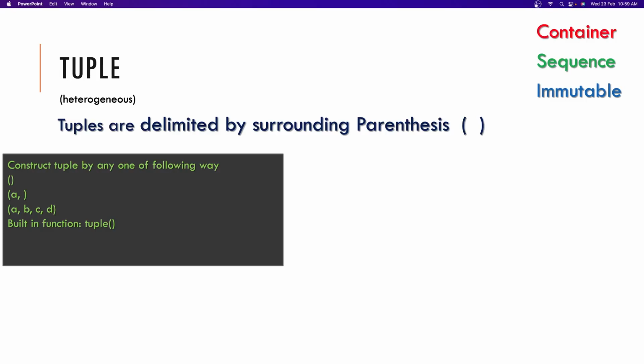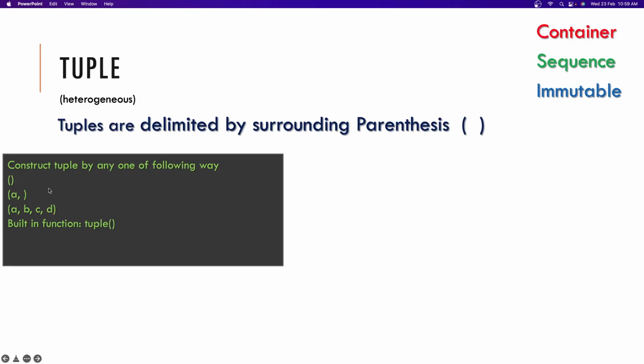Okay, that is the subscription operator, brackets, referring to things by index. Learn one and you can apply it to all sequence types. This is immutable. Tuples are delimited by surrounding parentheses. In that sense, you can define a tuple. So this is how we define.